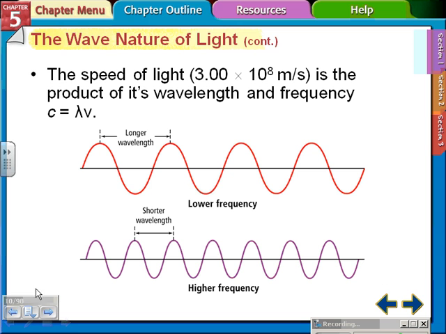Okay, so I just talked to you about waves and how they move. They move at the speed of light if it's electromagnetic radiation. And the longer the wavelength, the lower the frequency; the shorter the wavelength, the higher the frequency. So that's what was just illustrated on the previous slide.